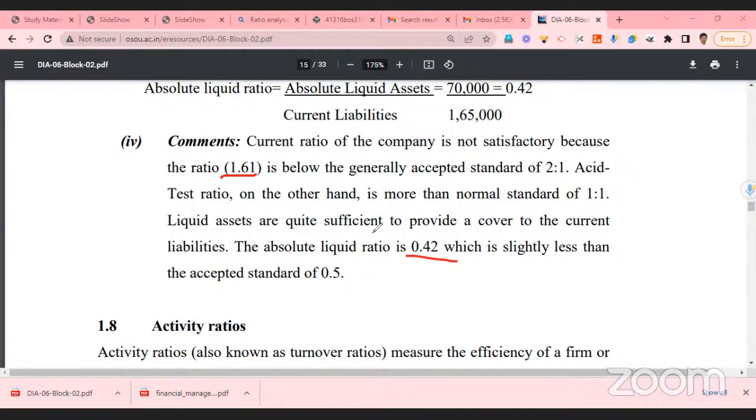When you approach a bank, for example, a company that requires some amount to meet its day-to-day expenses, the banker asks, what is your current ratio? What is your liquid ratio? What is your absolute liquid ratio? These ratios are enough to know this company's working capital position.